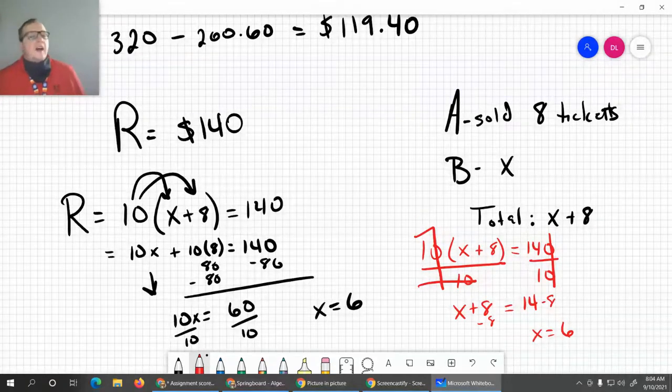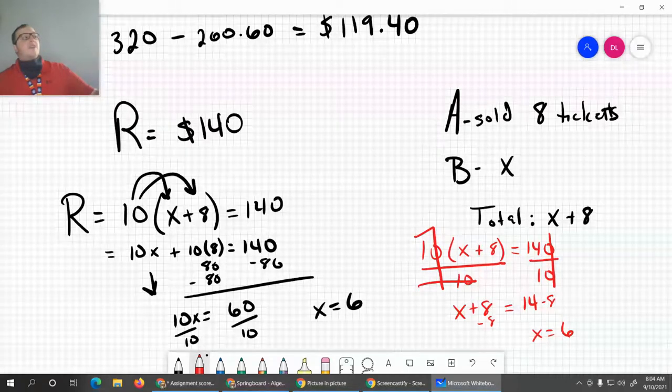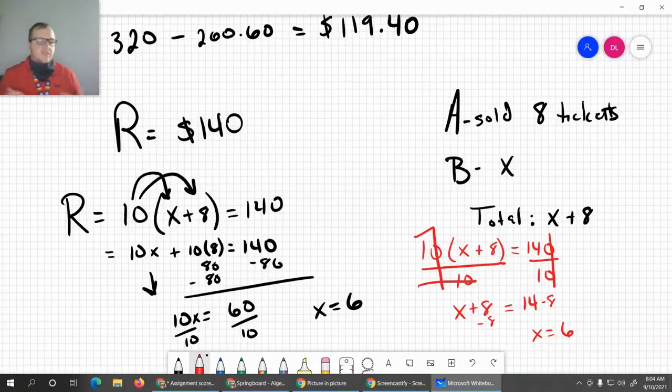Both of these ways are correct because I'm following my order of operations. When you're solving an equation for x, you have to use the reverse order of operations. But both of those ways work.